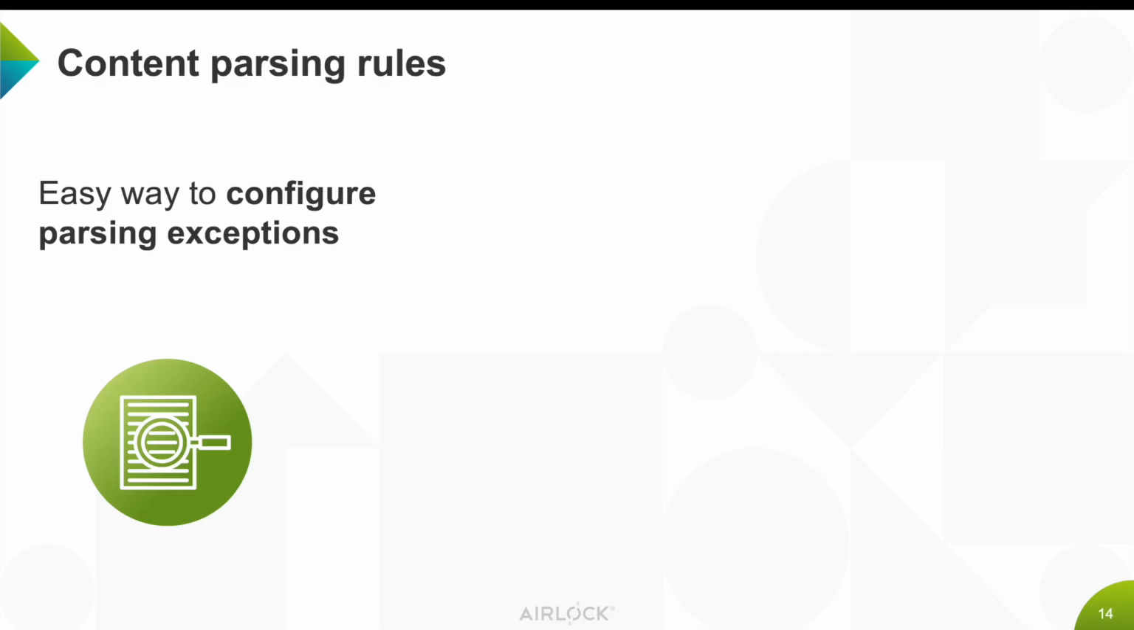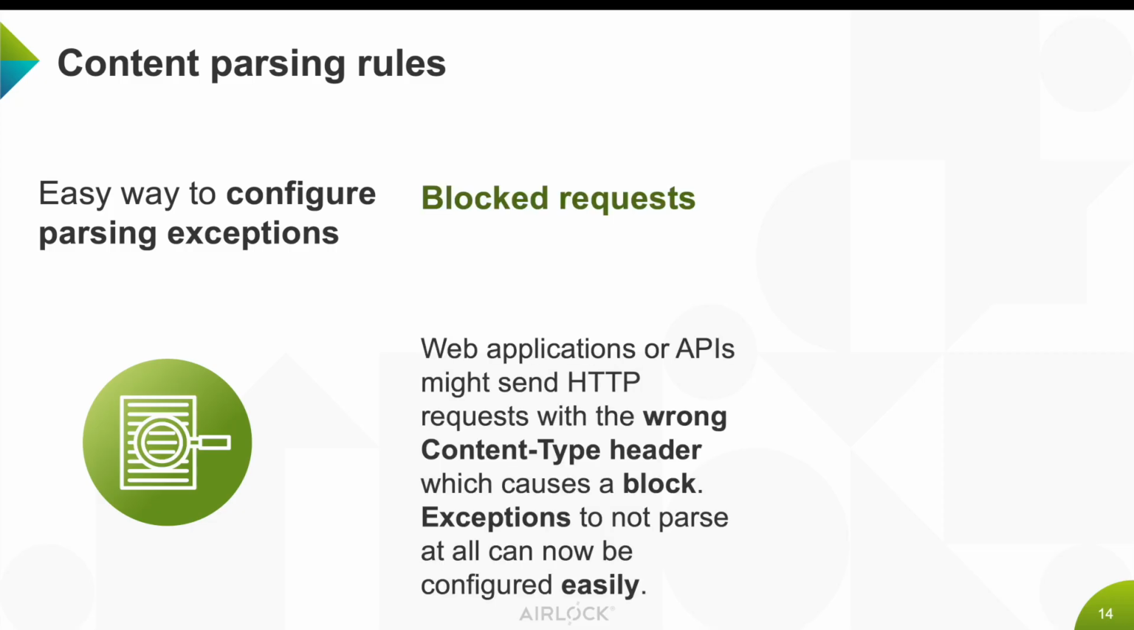The capability to configure the parser has been improved. Now it's much simpler to configure parsing exceptions. Airlock Gateway blocks requests if the wrong content type header is sent for the body. Nevertheless, sometimes the application or API cannot be changed, and such requests should be allowed. Now, exceptions for such requests can be configured in the Configuration Center.